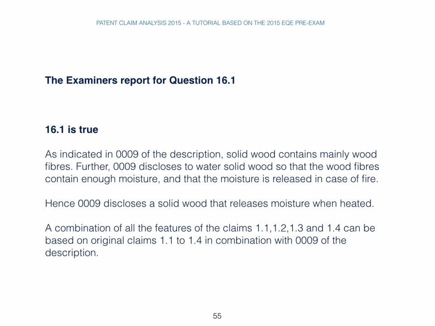In other words, the combination of the given claims, fibers, wood fibers, solid wood, released moisture when heated, is disclosed in paragraph 9, so the claim combination is based and complies with Article 123(2) EPC. Now 16.2.